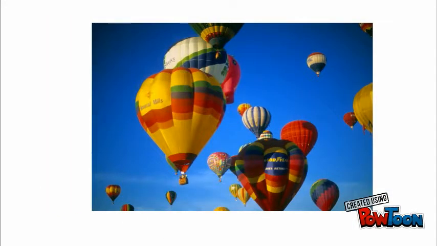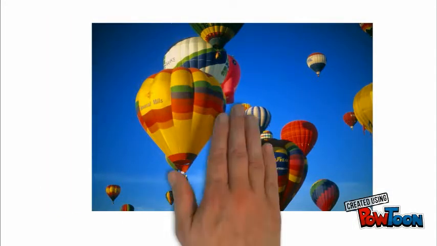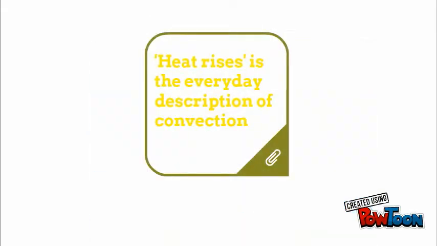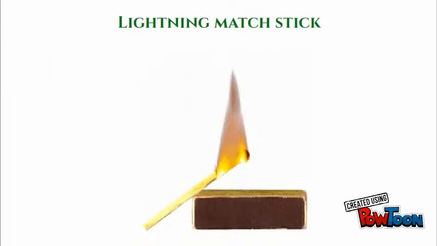Before going to our second example on the hot air balloon, it is known that "heat rises" is the everyday description of convection. Look at the photograph of a lighting matchstick. The air near the flame is heated by conduction and thus rises in a convection current.